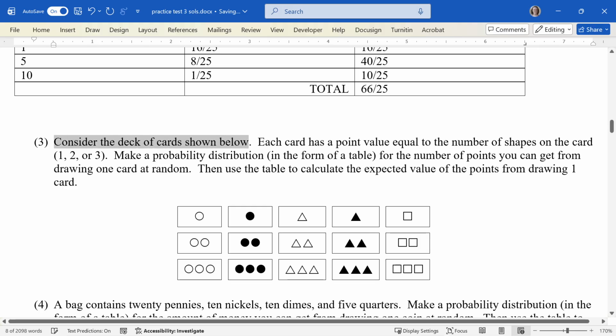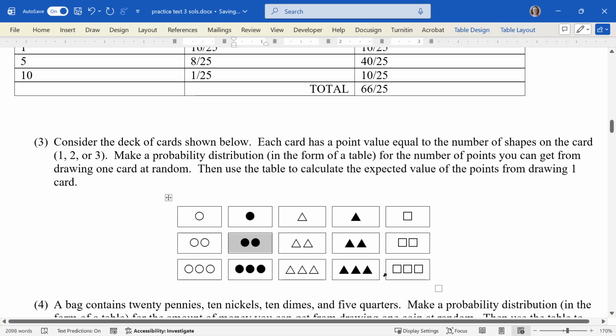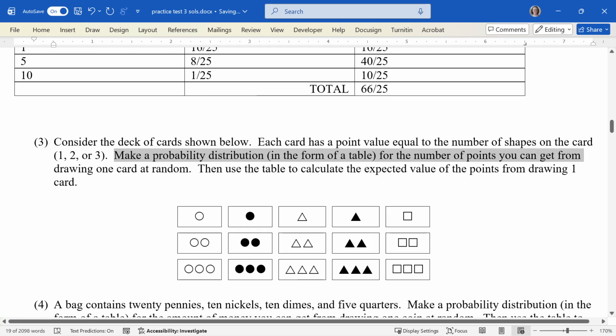The next one: consider the deck of cards shown below. Each card has a point value equal to the number of shapes on the card, 1, 2, or 3. Okay, so I guess this is a 2-point card, and this is a 3-point card. Make a probability distribution in the form of a table for the number of points you can get from drawing one card at random. And then we'll use the table to calculate the expected value.